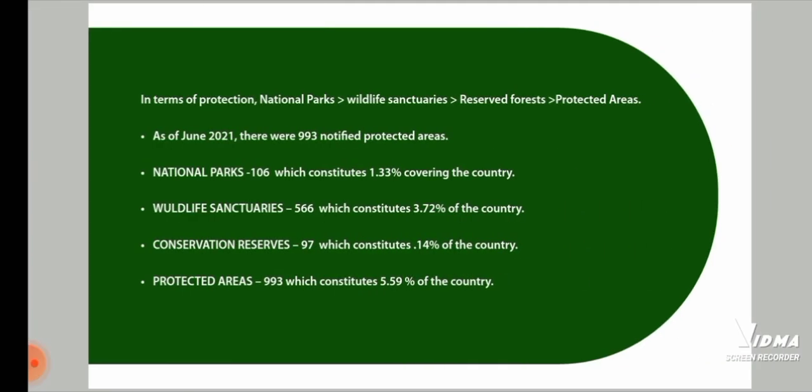Next, we are dealing with some additional points in terms of protection, how it is classified. Prime importance goes to the national parks, then come the wildlife sanctuaries, then the reserved forests, and then the protected areas. As of June 2021, there were 993 notified protected areas. The national parks, 106, constitute about 1.33% of the country. The wildlife sanctuaries, 566, constitute 3.72% of the country, and conservation reserves, 97, constitute 0.14% of the country, and protected areas, 993, constitute 5.59% of the country. This is the overall view.